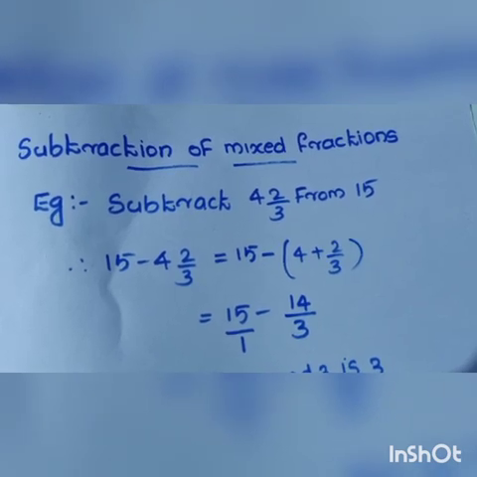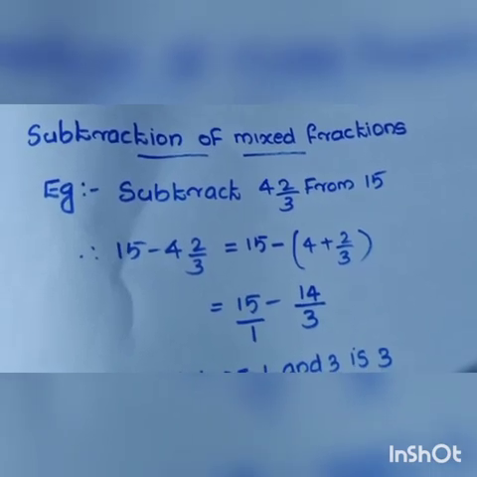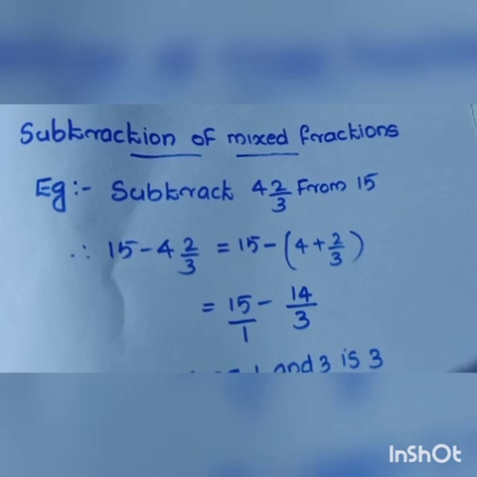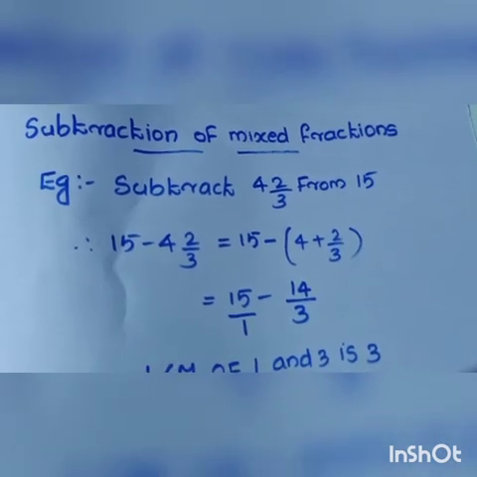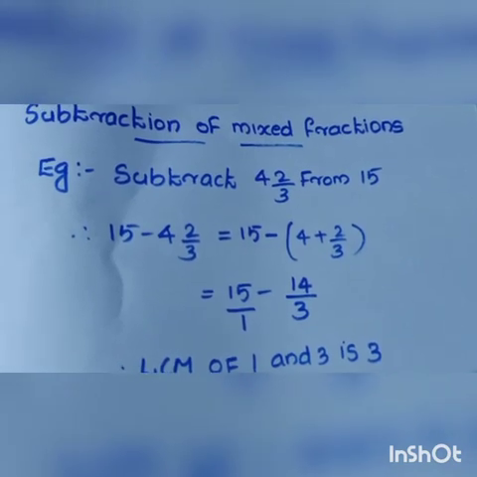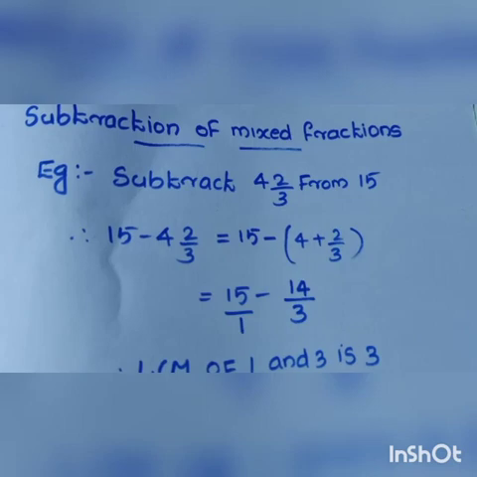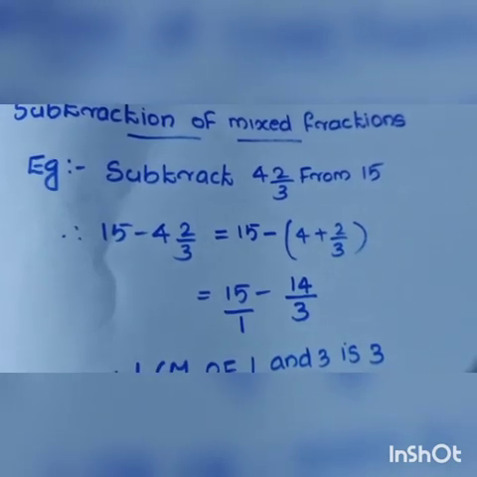First, this number 4 2/3 is a mixed fraction, so first we convert it to an improper fraction. It can be written as 4 plus 2/3. So 15, which means 15/1 in fraction form, minus 4 plus 2/3.